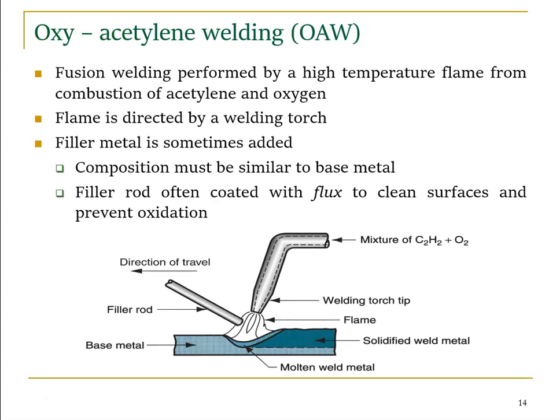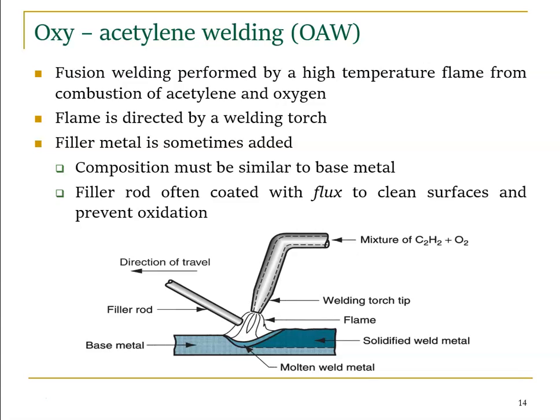First we are going to see oxy-acetylene welding. Generally we say OAW, oxy-acetylene welding. Fusion welding performed by a high temperature flame from the combustion of acetylene and oxygen is called oxy-acetylene welding. As we know, joining is done by raising the temperature. The temperature can be raised with the help of a flame. The flame is generated with a mixture of two gases, oxygen and acetylene, so we say oxy-acetylene welding.